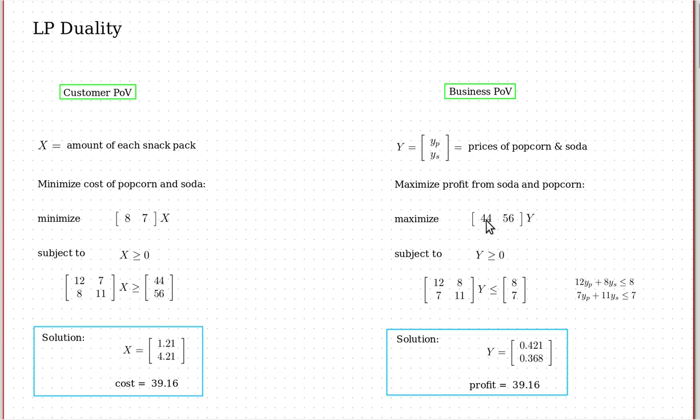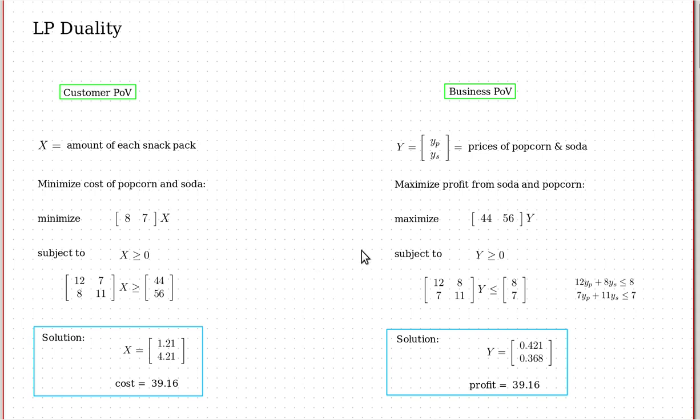So we want to maximize, and by the way, we know that you're a customer who wants to buy 44 ounces of popcorn and 56 ounces of soda. So they want to set the prices so that they maximize this quantity, right? That's basically the dot product of (44, 56) with Y, right? So 44 ounces times the price of popcorn plus 56 ounces times the price of soda. And that's the quantity they'd like to maximize as far as getting the most money out of you, right?